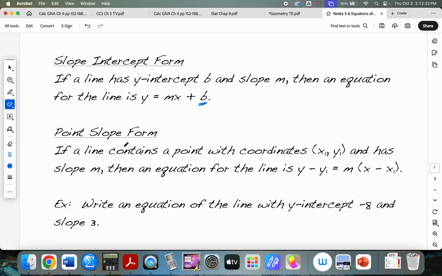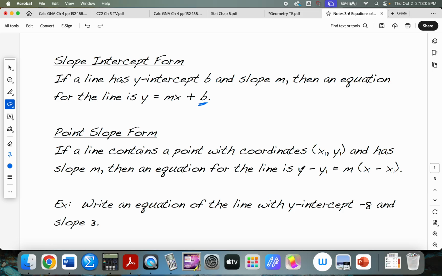The other one that we'll do is point slope form. And there's a couple of different ways point slope form gets written. Just to be consistent, I'm always going to write it in this form. This says, if a line contains a point with coordinates x1, y1, and has slope m, then an equation for the line is y minus y1 is equal to m times x minus x1. You may have seen something slightly different last year in algebra. This is pretty much what people use as you go forward. If you don't know that one, you need to memorize this one.